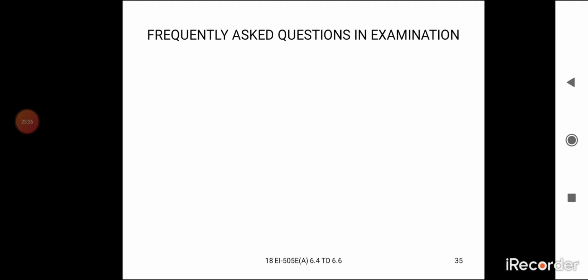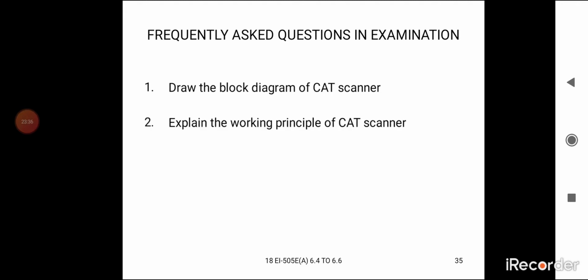The frequently asked questions in examination: 1. Draw the block diagram of the CAT scanner. 2. Explain the working principle of the CAT scanner.